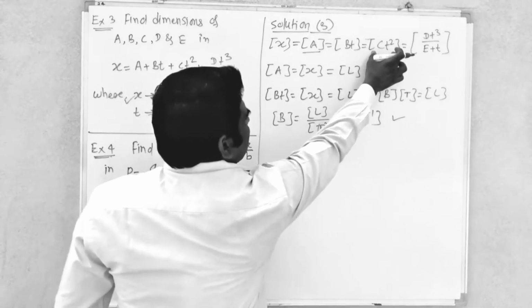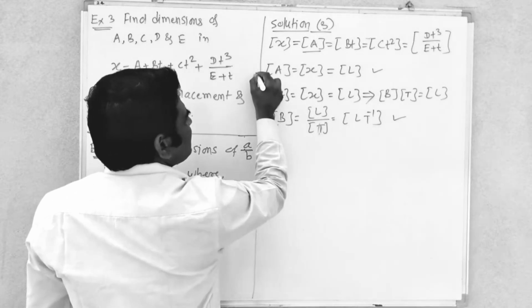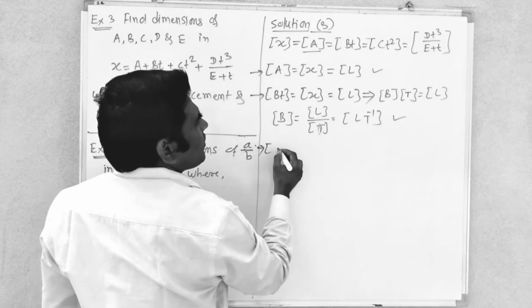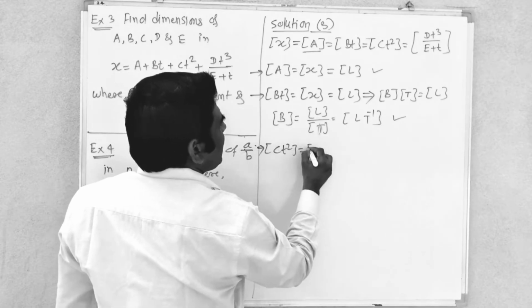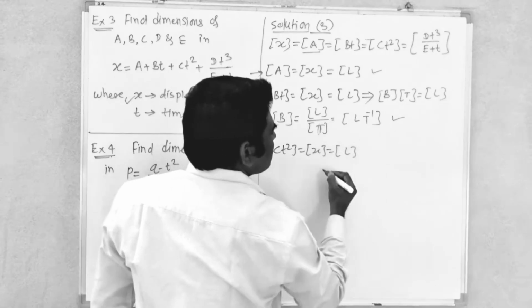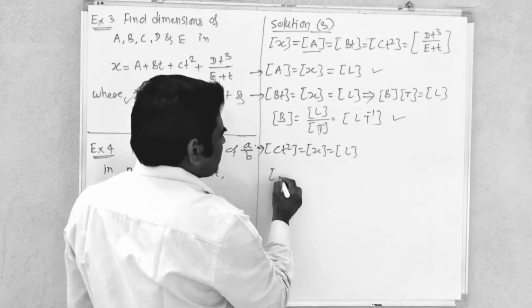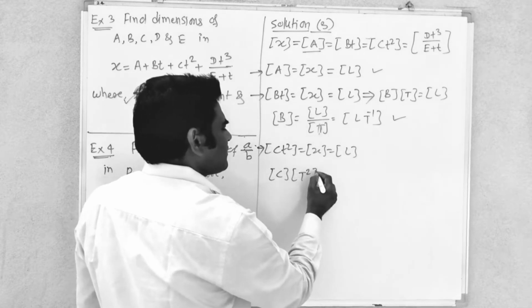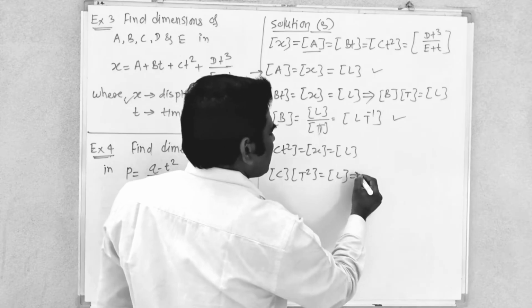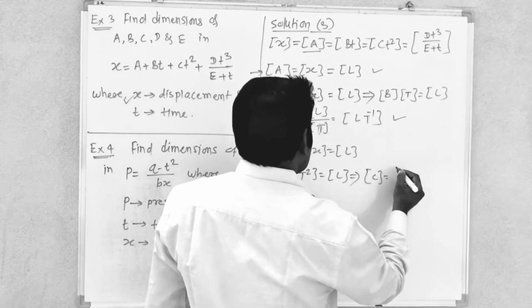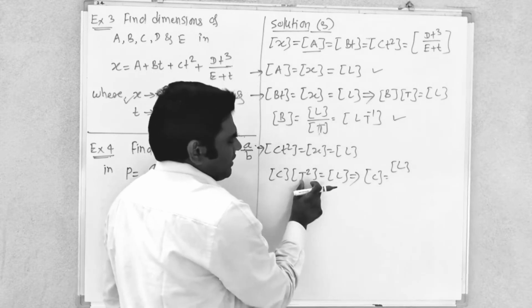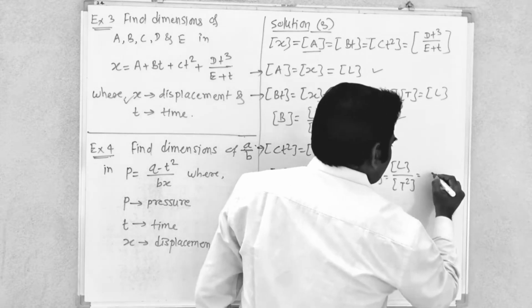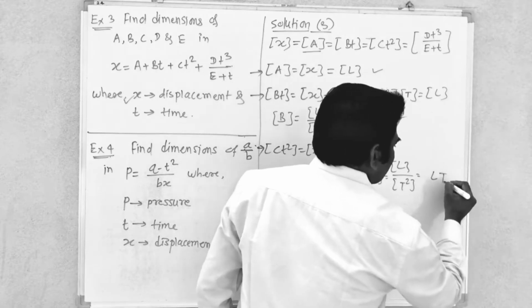Now this term is equal to this term again. This is first, this is second, now third. Third will be CT square is equal to dimension x, which is equal to L. So dimension of C into dimension of T square is equal to L. So ultimately dimension of C is equal to dimension L divided by T square. So this will be L and T to the power minus 2.